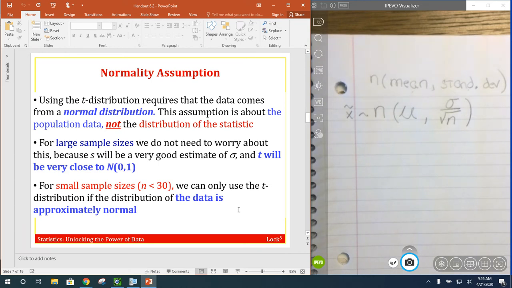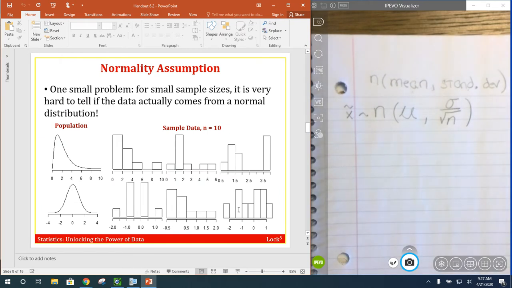For large sample sizes, we don't worry about this because S will be a good estimate of sigma and the t will be very close to 0, 1. The only time we worry about a large sample is if it was heavily skewed with many outliers. For a small sample size less than 30, we can only use the t-distribution if the distribution of the data is approximately normal. So if we have smaller sample sizes under 30, as long as we see a distribution that is fairly normal, we can use the t-distribution.